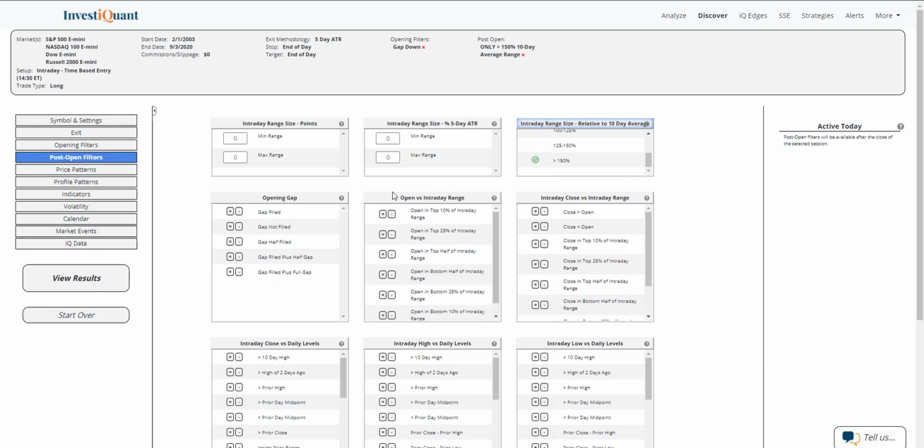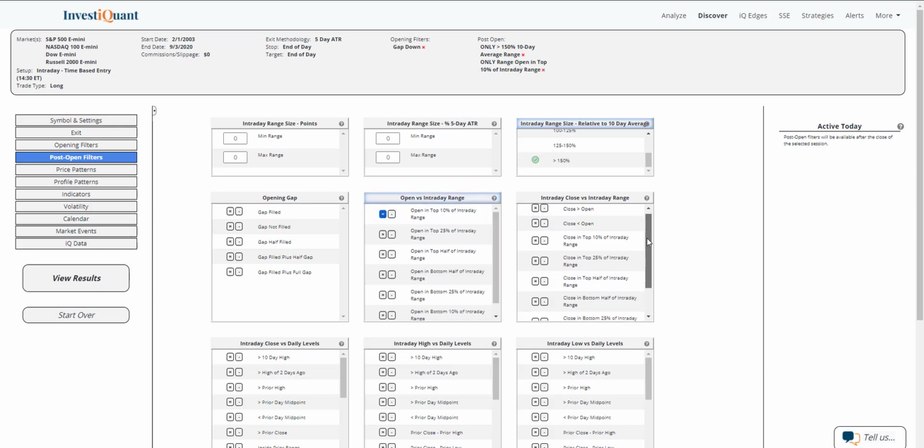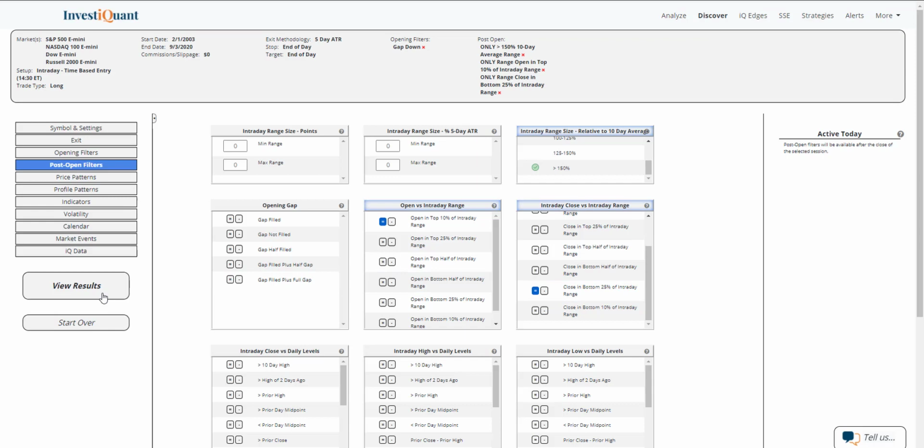And then I'm going to go select the price action. I'm going to say that the open is in the top 10% of the intraday range. And I'm going to say the 2:30 p.m. price is in the bottom 25% of the intraday range. And then I'm going to hit view results.